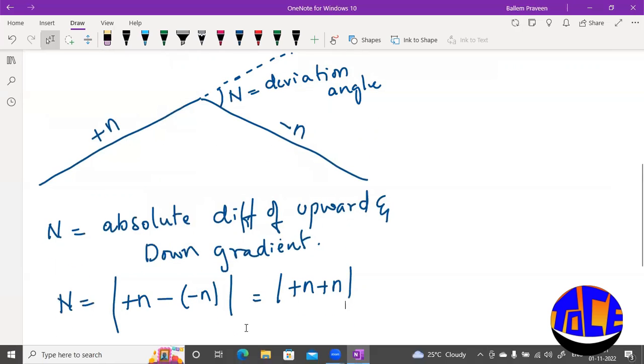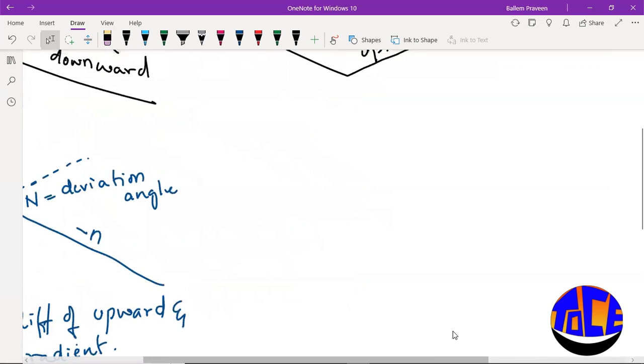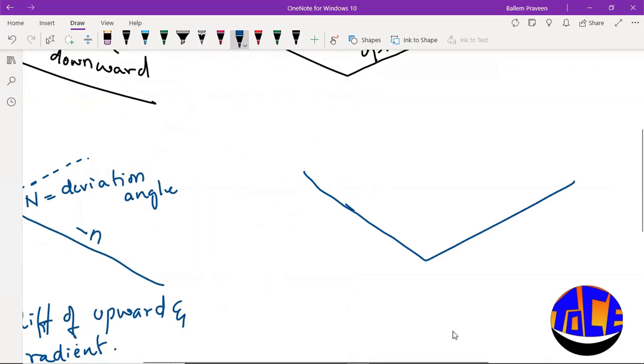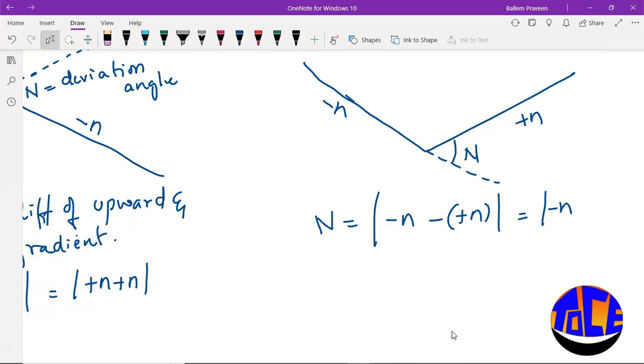Similarly for a valley curve, this is the deviation or difference in angle, and this will be minus n and this is plus n. So what is the n value? N is equal to minus n minus of plus n. So it will be minus n minus n. Minus you can take outside, so it will be n plus n. In absolute value, you will neglect this minus, so it will be n plus n.